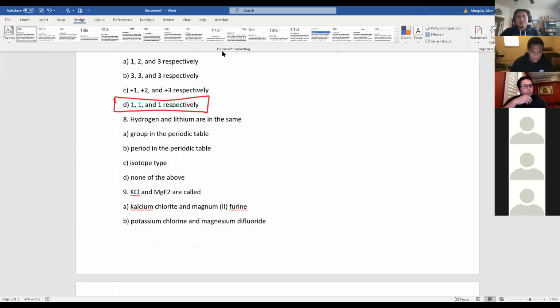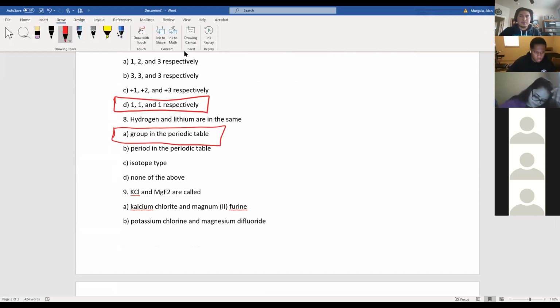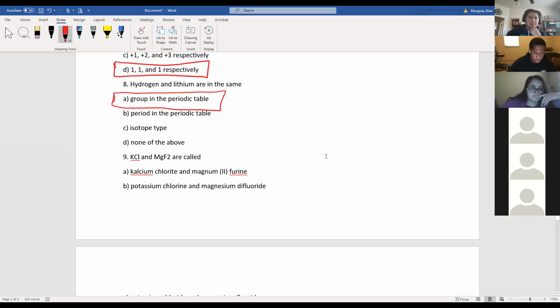On to number 8, where hydrogen and lithium are in the same blank. That's a weird question. Hydrogen and lithium are in the same group. Group? Oh, the alkaline. Yeah, exactly. They're both in the same group, group 1. And it's called the alkaline metals, right? Yeah. Even though hydrogen is not a metal, it's in group 1 because it has a +1 charge when it becomes an ion, so it's more convenient to place it there. All right, so perfect, just like that.